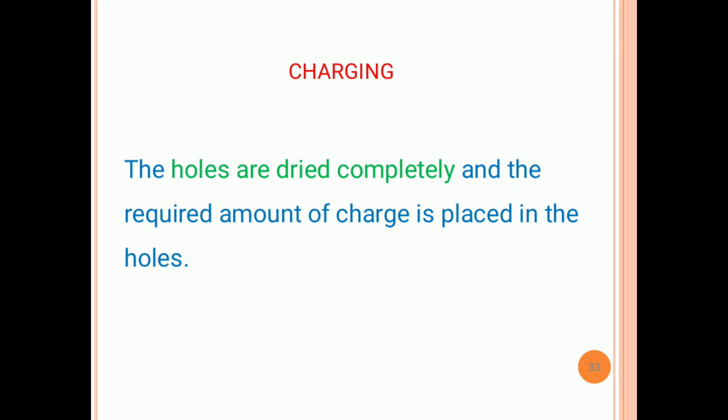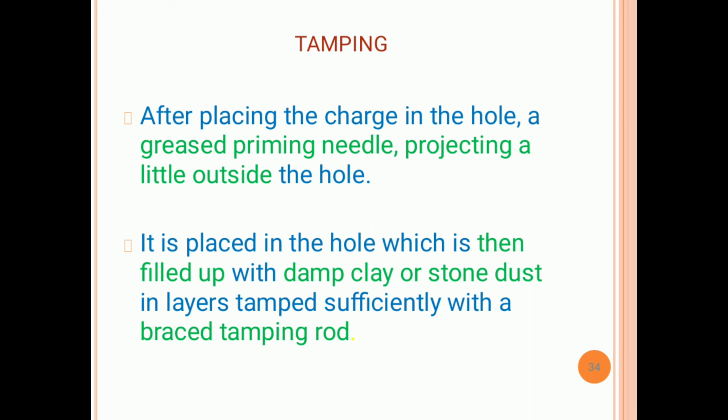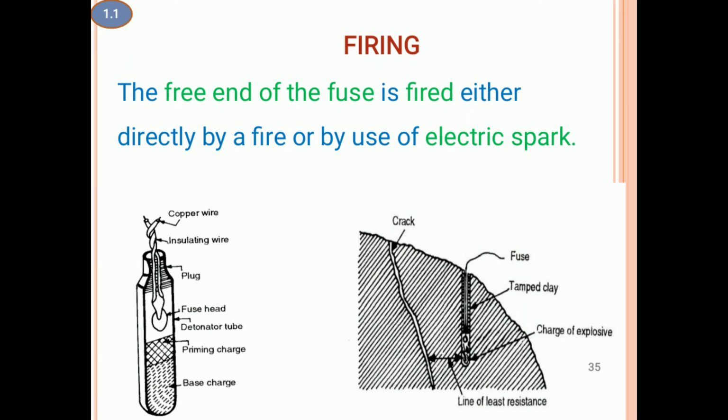So charging is nothing but the holes are dried completely and the required amount of charge is placed in the hole. Tamping: you have to apply pressure and a little bit of tamping will be done. After placing a charge in the hole, charge is nothing but the explosive, a priming needle projecting a little bit outside is placed in the hole, which is then filled with damp clay or stone dust. So it should be covered. The hole should be properly covered by means of damp clay or stone dust in layers, and it should be tapped and tamped sufficiently with a tamping rod. Next, firing. The free end of the fuse is fired either directly by fire or by use of an electrical spark.